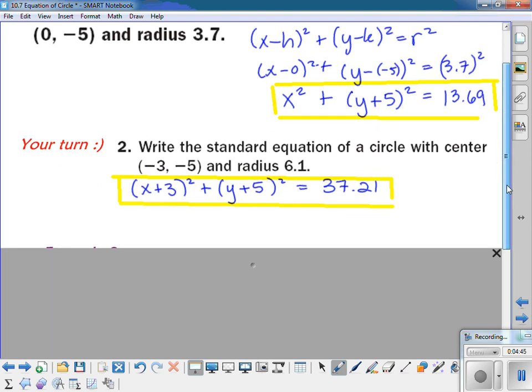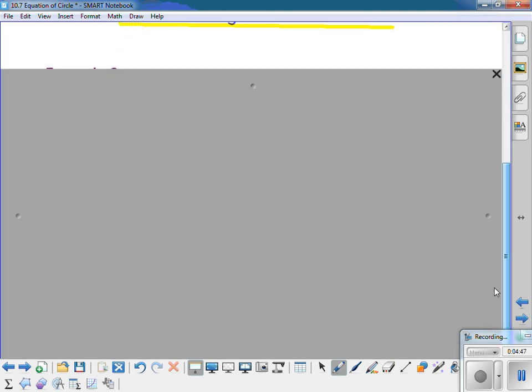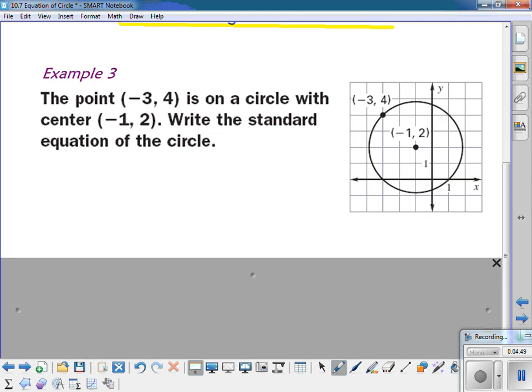Now we're going to add something else to it here. All right, so now I have the point negative 3, 4 that's on the circle, and the center is at negative 1, 2. And we're going to write the standard equation of the circle. So they gave me the center, but they didn't give me the radius, did they? Did they give me enough information to find the radius, though? Yes, they did. How can I find the radius?